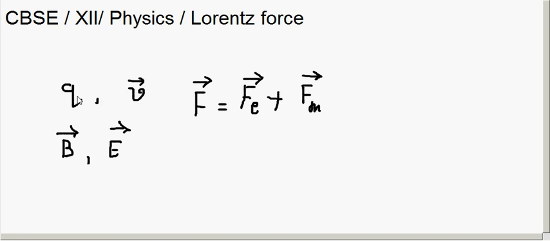So what I can conclude is, in the presence of electric field and the magnetic field, the net force on a moving charged particle is the sum of the force due to electric field and the force due to the magnetic field, and this force is called the Lorentz force.